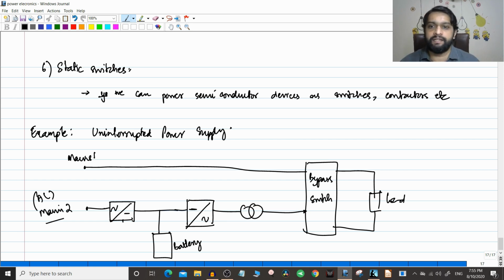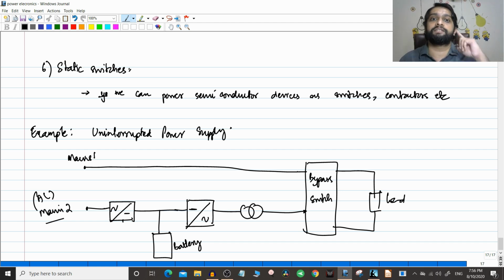In the normal condition, you can give mains directly to the load. Okay. At the same condition, what do you do? So in this case, the bypass switch, you can connect it here, and it will be giving to the load. Okay. At the same time, what will happen? This AC mains will be rectified, and a battery bank will be charged. Why is this battery bank charged?